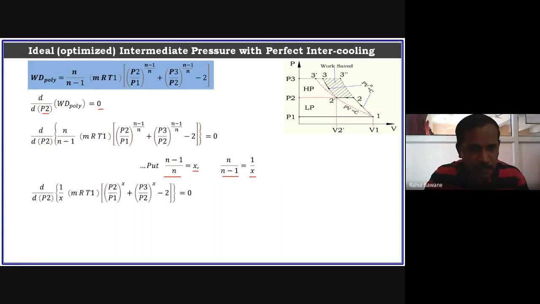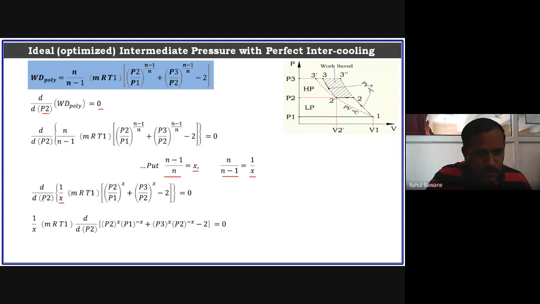So here, n upon (n minus 1) is replaced by 1 by x, times MRT1, times (P2 upon P1) raised to the power x, plus (P3 upon P2) raised to the power x, minus 2. Now simplify this. With respect to P2, 1 upon x, what is x? x contains the polytropic index, so it is constant with respect to P2. MRT1 is also constant with respect to P2. So we take out 1 upon x, MRT1, then differentiate this whole bracket with respect to P2 and equate to 0.